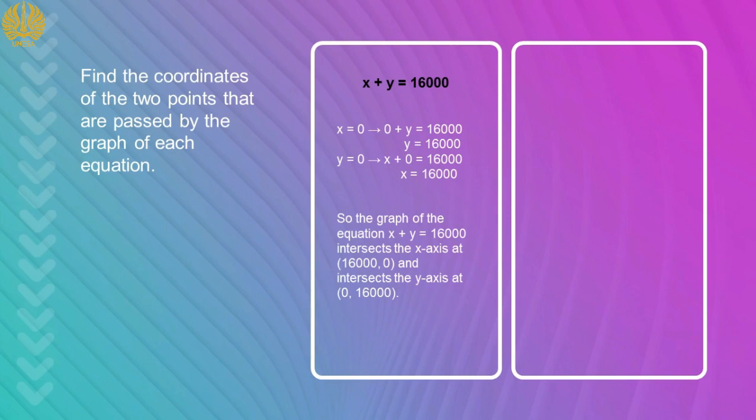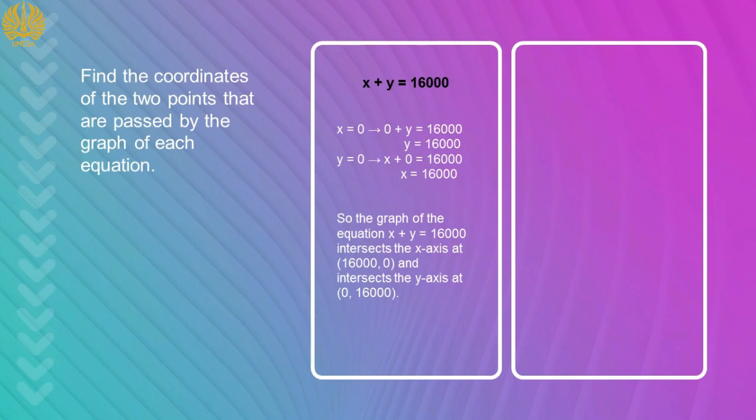So x is equal to 16,000 rupiah. So from the calculation, we get that the graph of the equation x plus y is equal to 16,000 rupiah intersects the x-axis at (16,000, 0) and intersects the y-axis at (0, 16,000) rupiah.